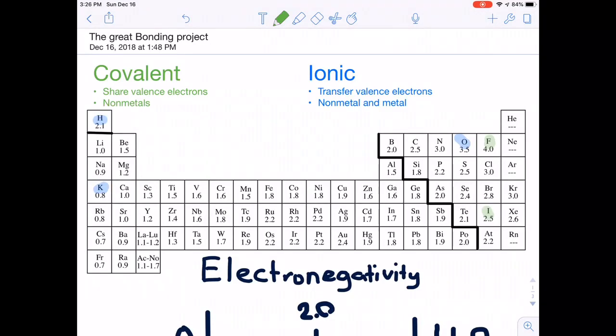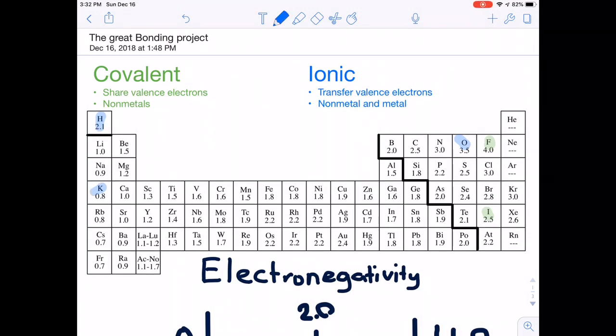Today we're going to be talking about covalent and ionic compounds. So covalent compounds share valence electrons and are nonmetals. Ionic compounds transfer valence electrons and are nonmetals and metals. So, for example, KOH would be ionic and IF would be covalent.